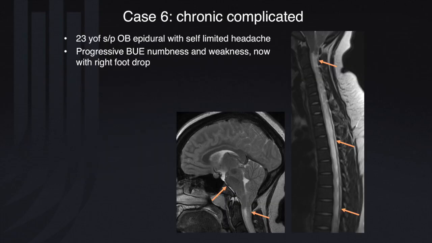I think this is the last case here. So this is a chronic complicated case. This is a 23-year-old female, also epidural for childbirth, self-limited headaches. But then you end up getting progressive bilateral upper extremity numbness and weakness with the right foot drop. So she ends up getting an MR. And what do we see on the MR?